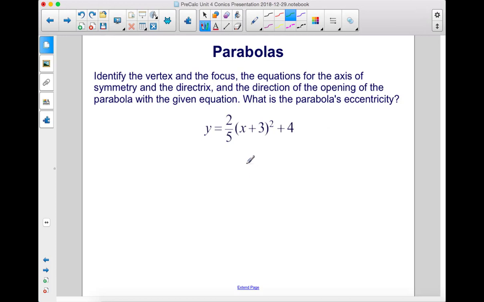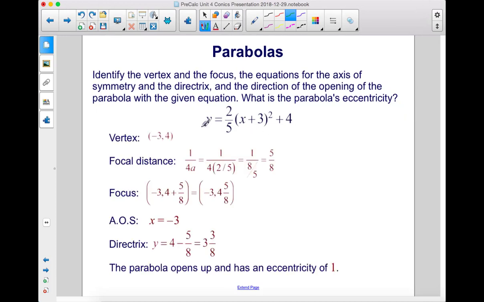Identify the vertex and the focus, the equations for the axis of symmetry and the directrix, and the direction of the opening of the parabola with the given equation. What is the parabola's eccentricity? Here we have y as a function of x. Our vertex is at h, k.